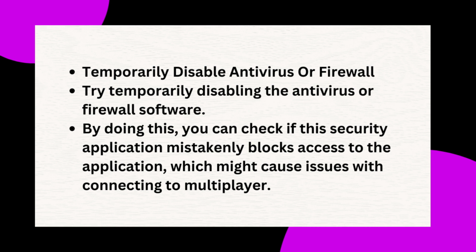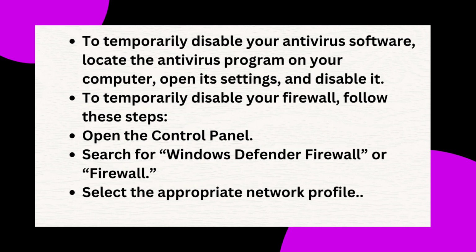To temporarily disable your antivirus software, locate the antivirus program on your computer, open its settings and disable it. To temporarily disable your firewall, follow these steps: open the Control Panel, search for Windows Defender Firewall or Firewall, and select the appropriate network profile.